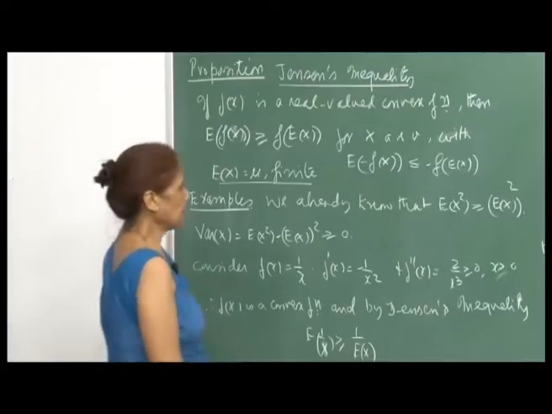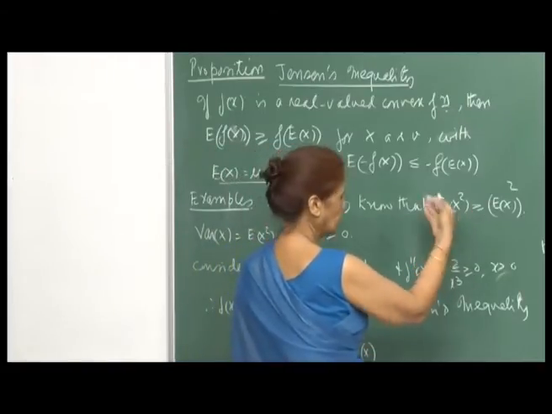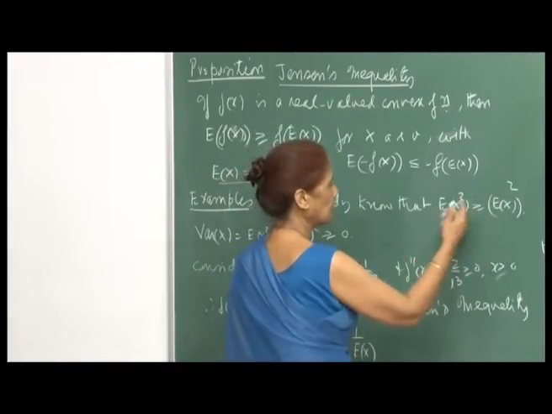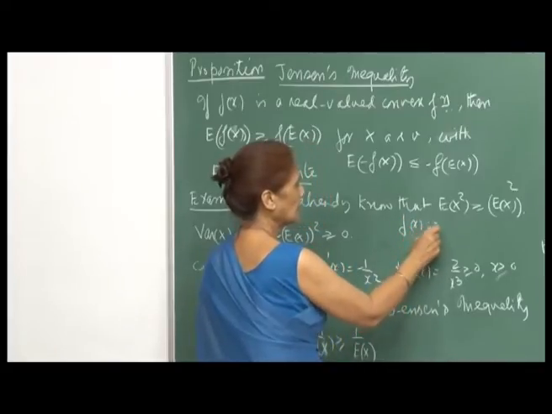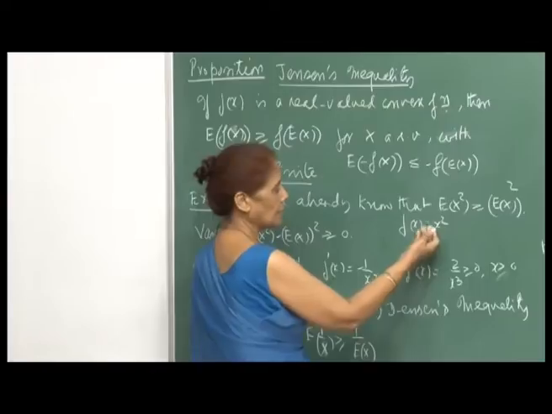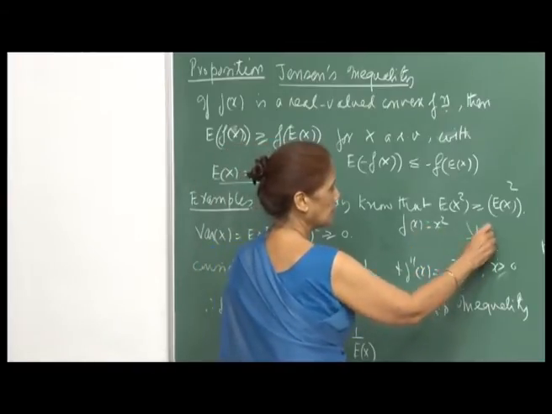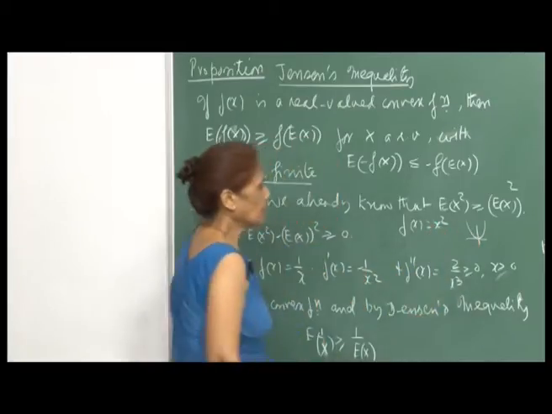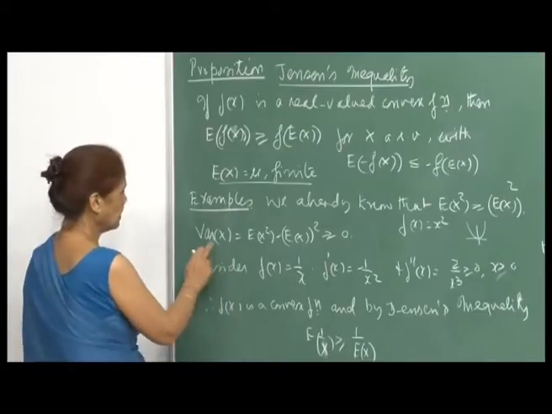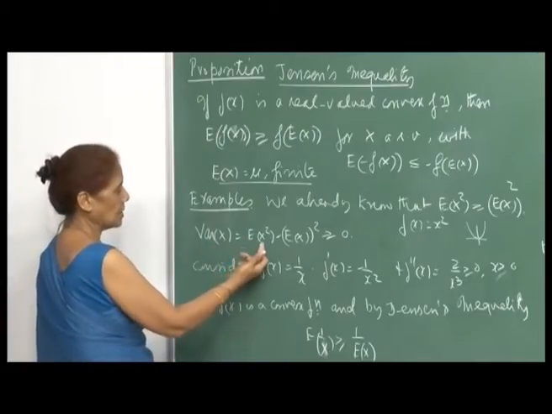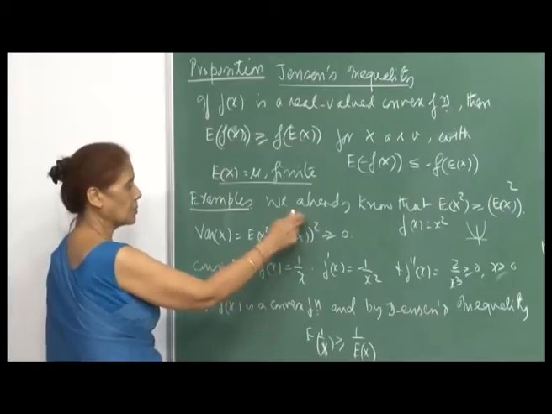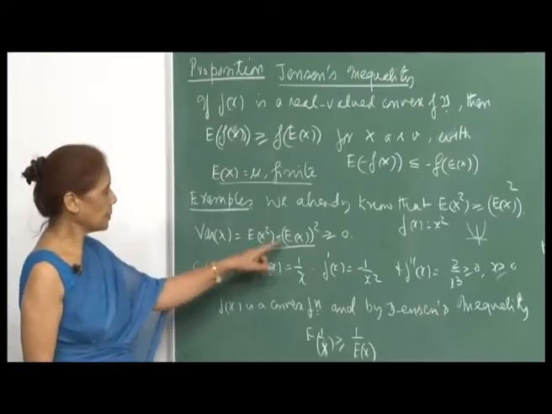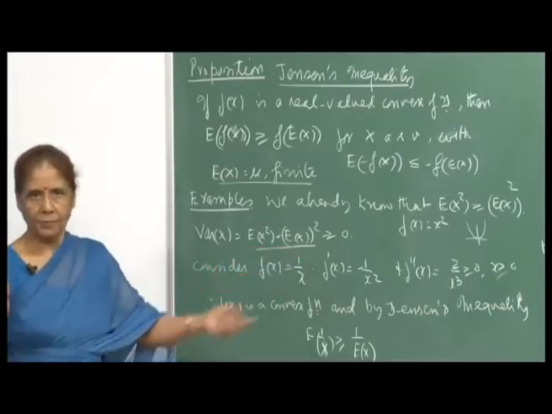Now, we already know that if the second moments exist, the expectation of x square is greater than or equal to expectation of x whole square. That means my function f(x) here is x square, and this we know is convex. Everybody knows it is a parabola, or the second derivative is 2, a constant which is non-negative. We also know that variance of x can be written as expectation of x square minus expectation of x whole square, and this is always non-negative. So, from here also it follows that expectation of x square is greater than or equal to the square of expected x.